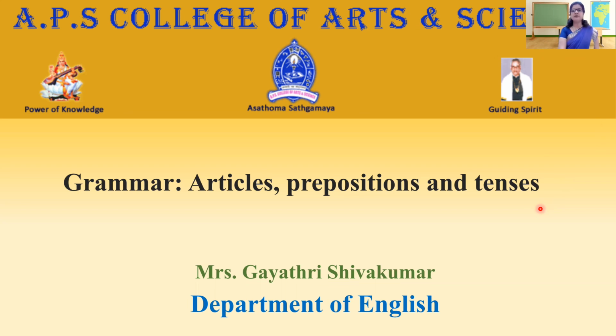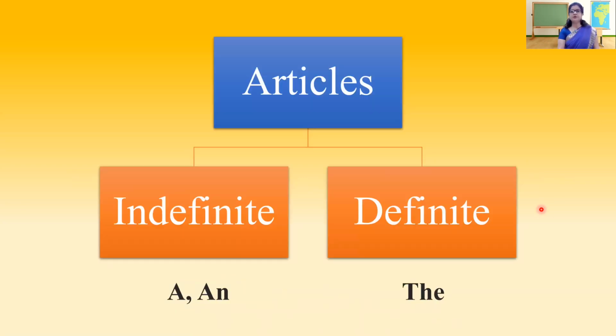Today, I am going to teach you briefly articles, prepositions, and tenses. So now, I am going to teach you articles. Two types of articles are there. One is indefinite article and another one is definite articles. Indefinite articles: a and an are called indefinite articles.